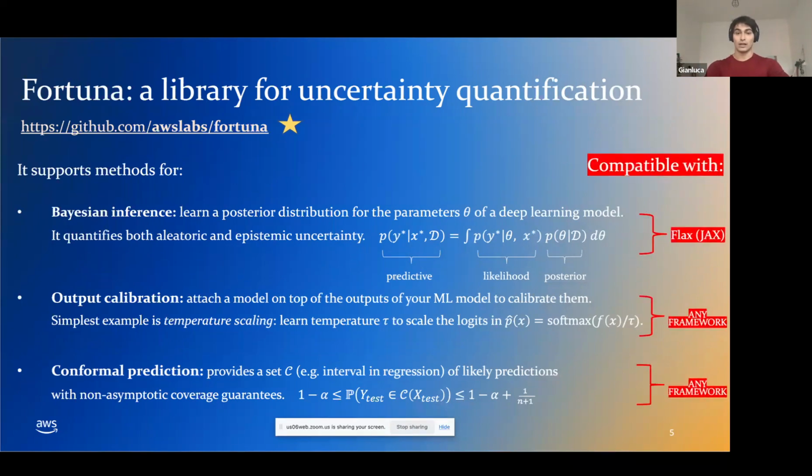Okay, so before going to the details of these three families of methods, let me say that for the way they are implemented in Fortuna, first of all, the whole library is in Python and is implemented in JAX. So JAX is like an analog, if you want, to PyTorch, not even. JAX is just NumPy plus auto differentiation.